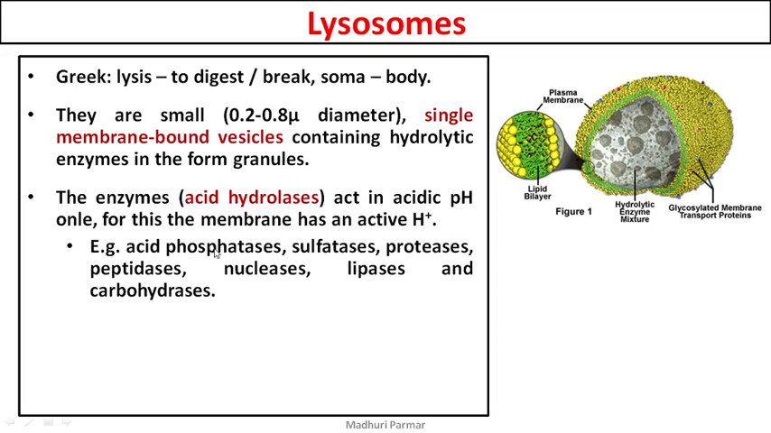Example, acid phosphatases, meaning the enzymes which will remove phosphate group only when the pH is acidic. So such an enzyme is called acid phosphatase. Sulfatase, protease, peptidase, nuclease, lipase, carbohydrase. A lot of enzymes are present inside the lysosome. Fine.